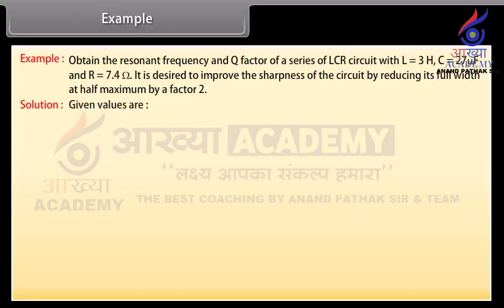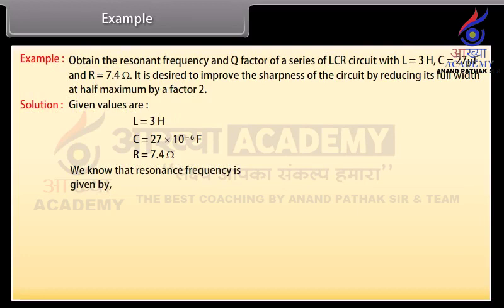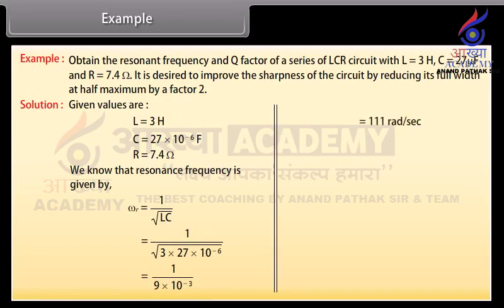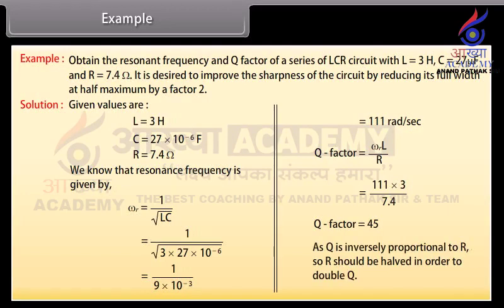Given values are L equal to 3 Henry, C equal to 27 into 10 raised to the power minus 6 farad, R equal to 7.4 ohm. We know that resonance frequency is given by 1 upon under root LC. Putting the values, we get resonance frequency equal to 111 radian per second. Q factor is equal to omega naught L upon R. Putting the values, we get Q factor equal to 45. As Q is inversely proportional to R, R should be halved in order to double Q.